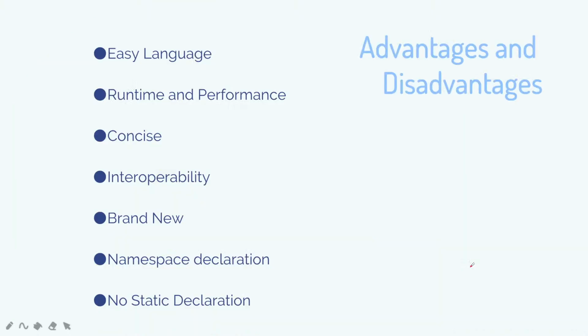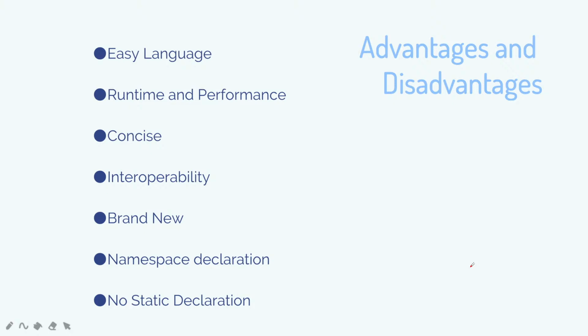Introduction to Kotlin, and here you can see the advantages and disadvantages of Kotlin. Kotlin is an easy language, we can learn it easily, and runtime and performance are also good. It's concise, it has interoperability, and brand new namespace declaration and no static declaration. One of the disadvantages is that it's brand new.